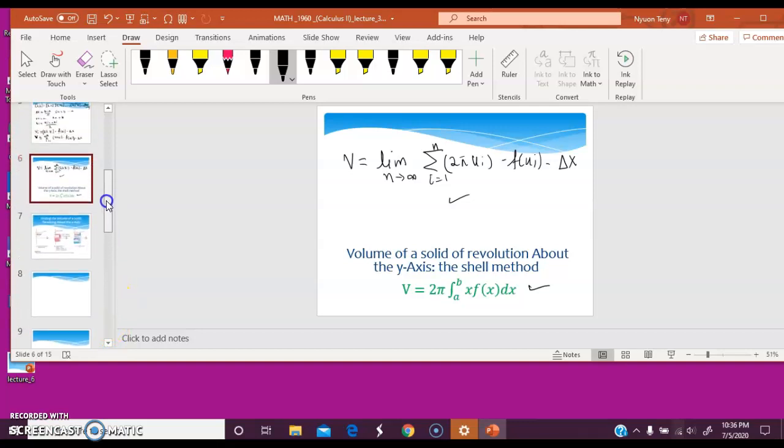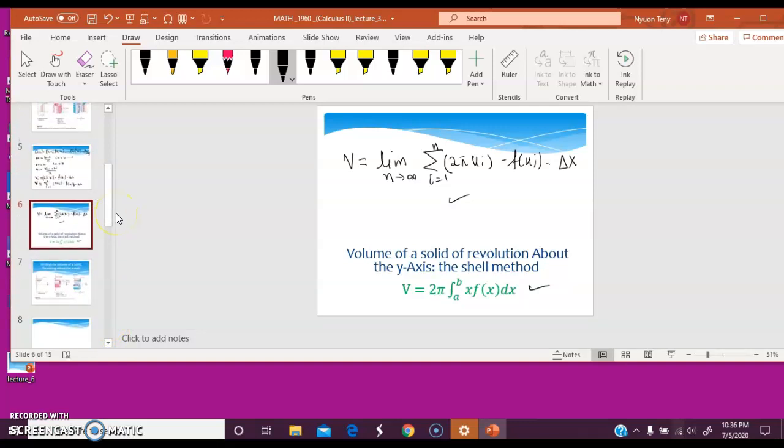Here you realize one thing: when we rotate a region around the y-axis, we find the volume in terms of x. The function in the volume integral is in terms of x. This is unlike the disk method and the washer method.